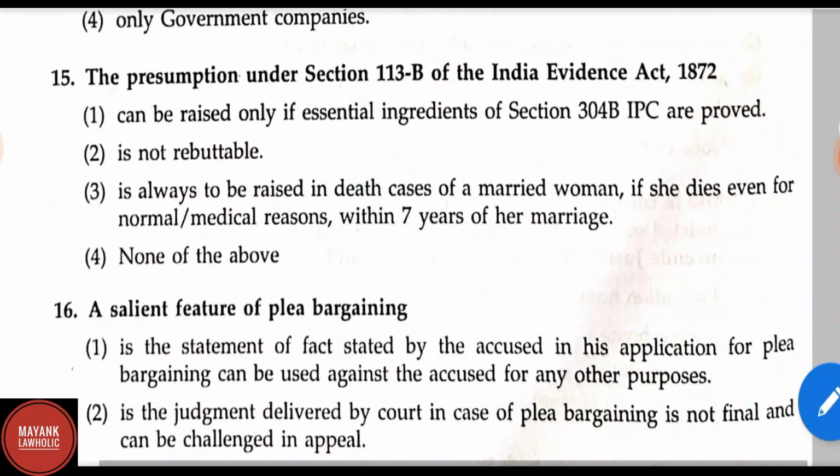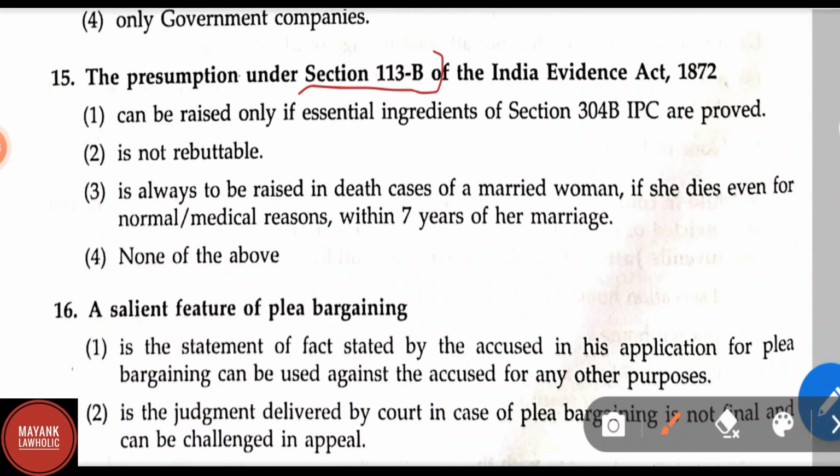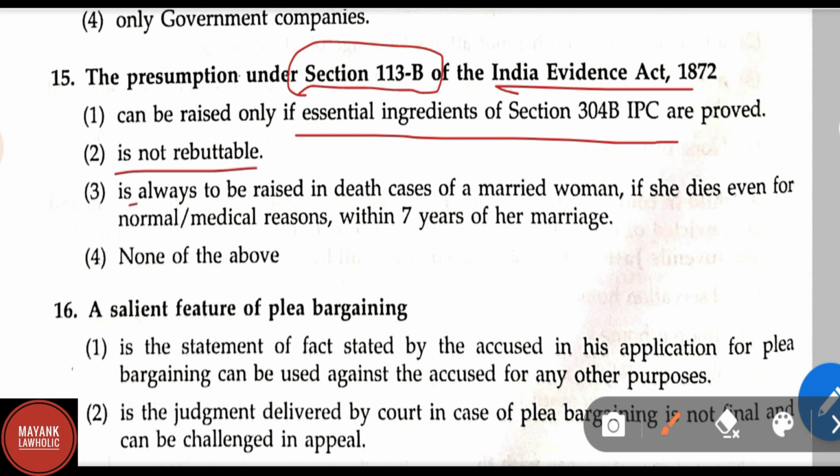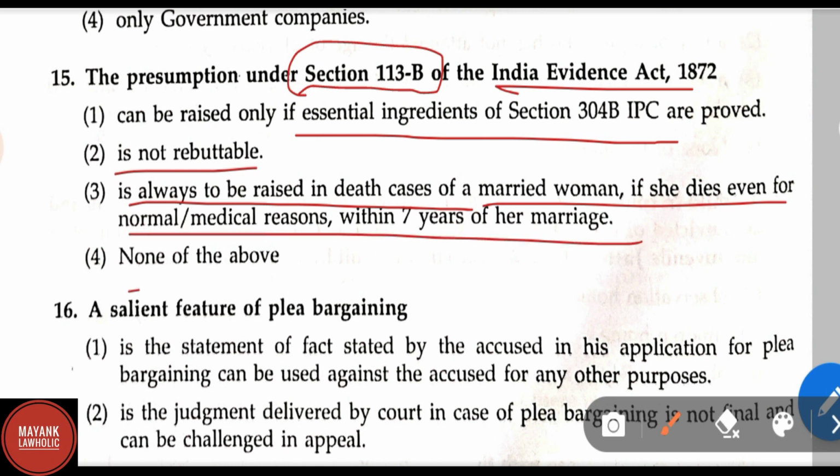Now let us see question number 15. The presumption under Section 113B of the Indian Evidence Act 1872: 1. Can be raised only if essential ingredients of Section 304B IPC are proved. 2. Is not rebuttable. 3. Is always to be raised in death cases of a married woman if she dies even for normal medical reason within 7 years of her marriage. 4. None of the above. You know Section 113B is a very important section of the Indian Evidence Act, which talks about the presumption as to dowry death. So the answer is the first, the first option is correct.